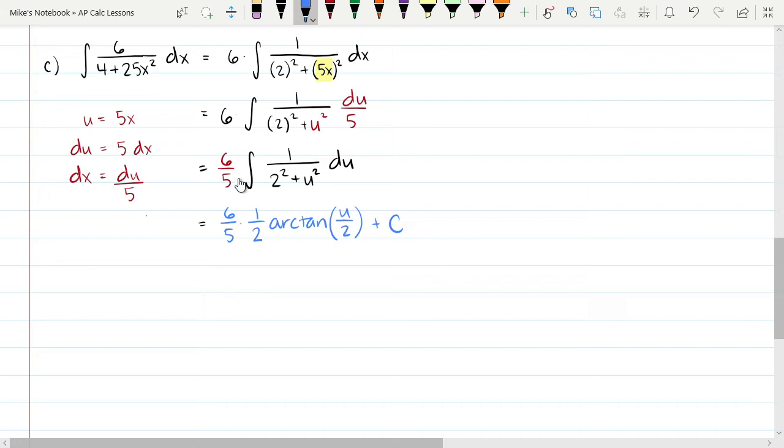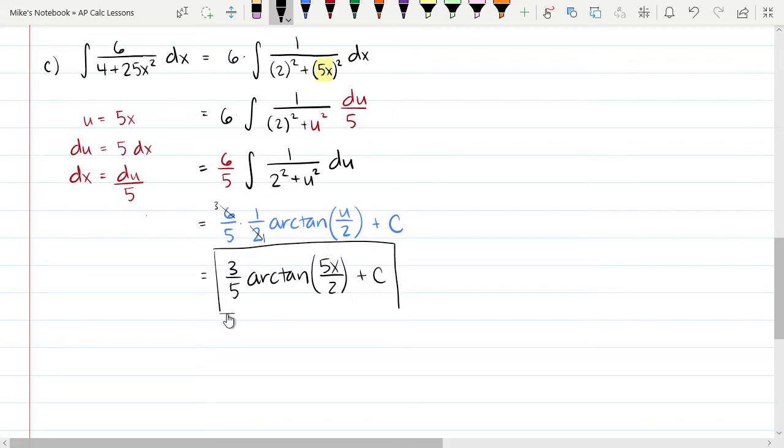And then finally, we just clean this up by substituting back in for u, and the 6/5 times 1/2. The 6 and the 2 are going to divide out to a 3 and a 1. So we finally get 3/5 times the arctangent of 5x over 2 plus c. And like I said, arctangent should be acceptable if you're able to type that in for your answer. Otherwise, use inverse tangent.